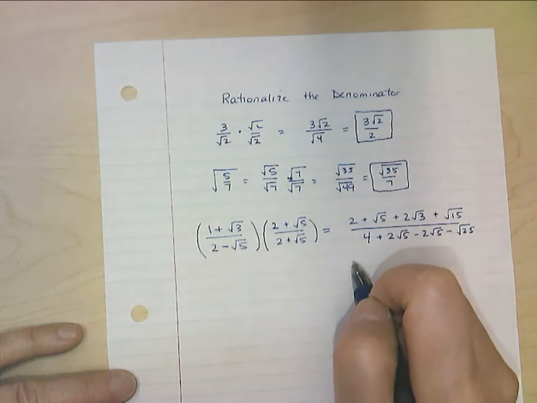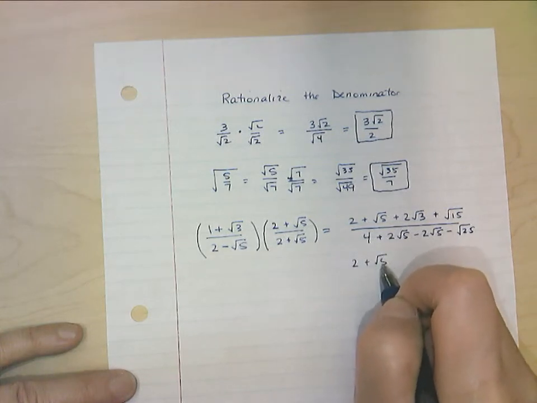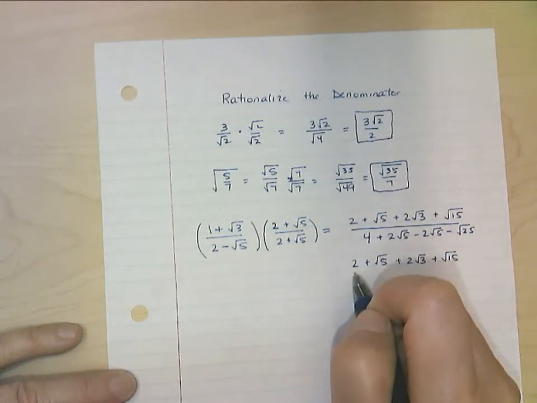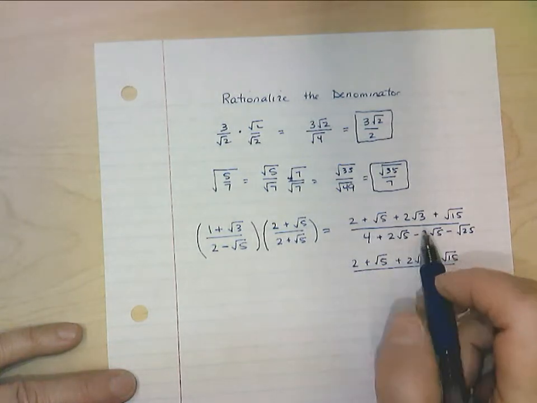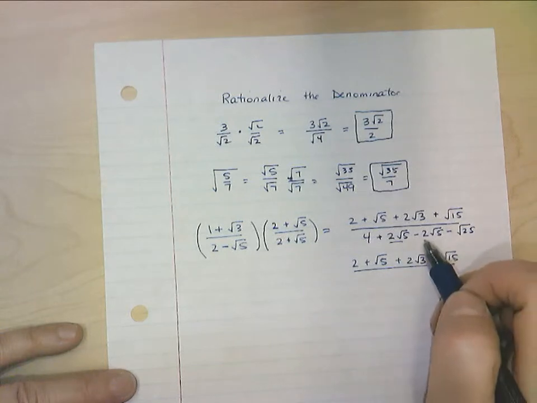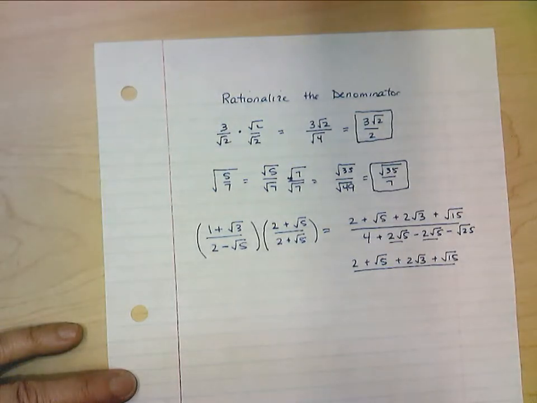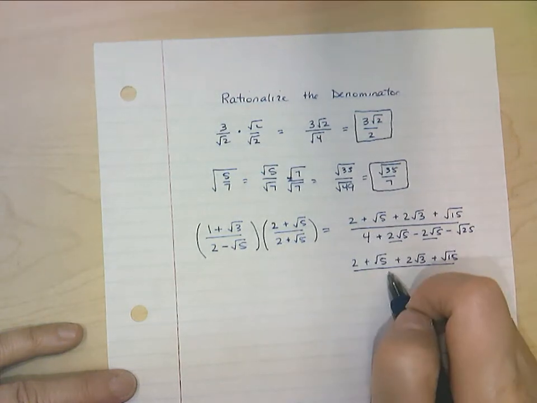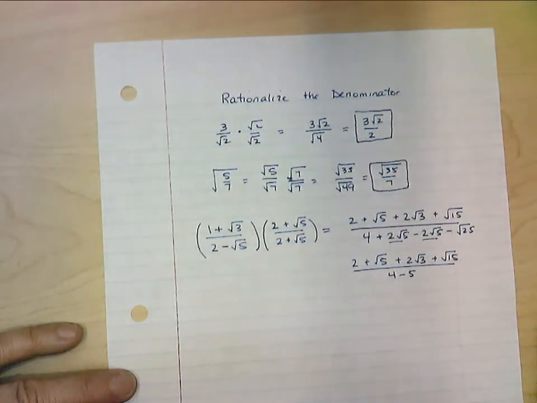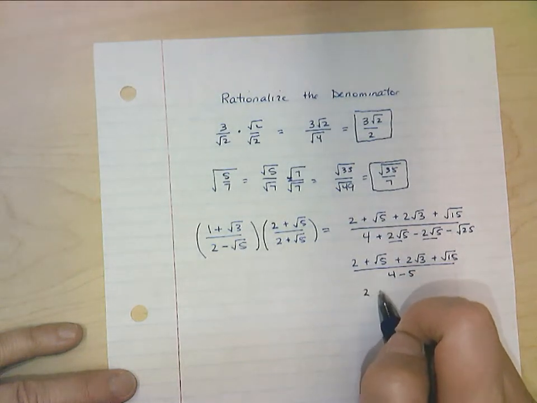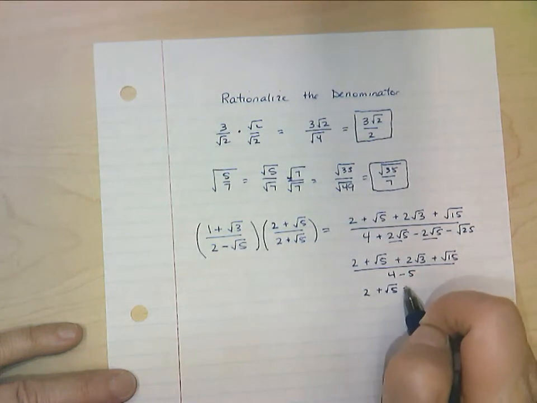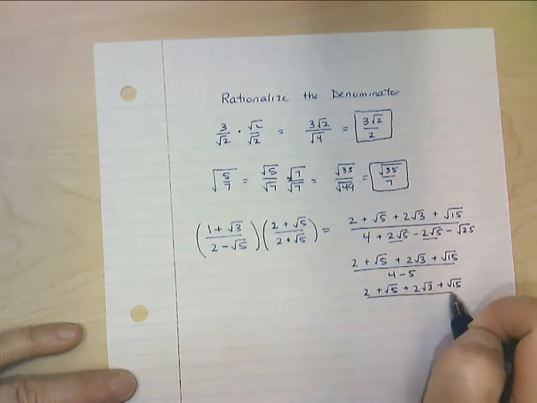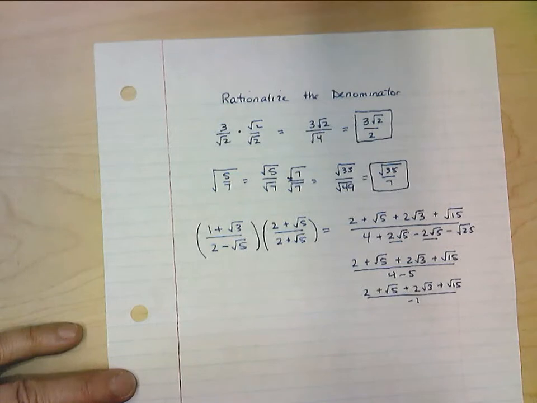My numerator has nothing that can be reduced or combined, so I will leave that the way it is. And my denominator, the positive 2 square roots of 5 and the negative 2 square roots of 5 is going to be 0. This will be minus 5, so I'll have 4 minus 5. I can reduce that. There'll be 2 plus the square root of 5 plus 2 square roots of 3 plus the square root of 15 divided by negative 1.